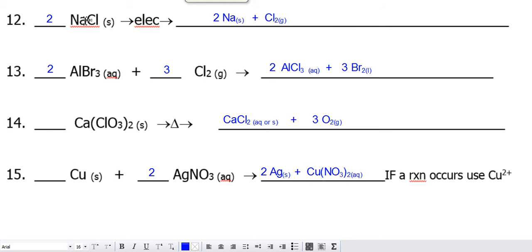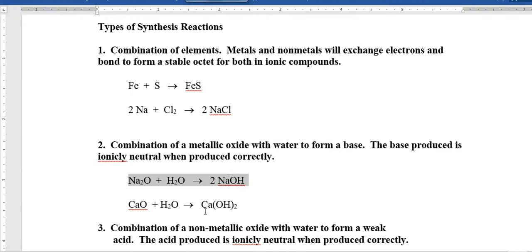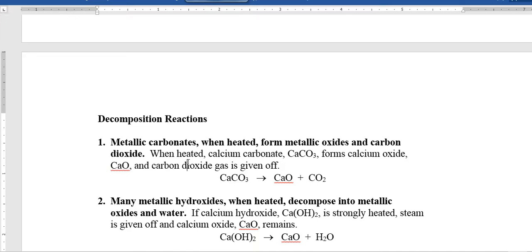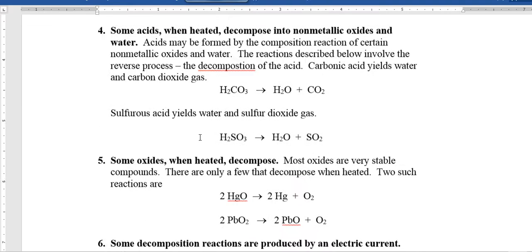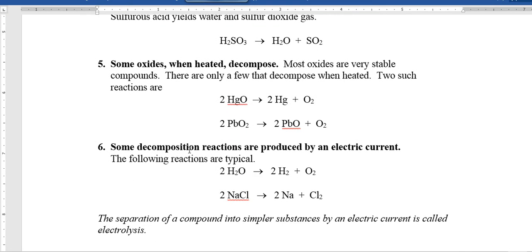12, we have sodium chloride being hit with electricity. That's going to break it apart. That looks like a decomposition reaction. Let's see, decompositions. That's heated. That one's heated. Some decomposition reactions are produced through electric current. So electric current hits the molecule and breaks it apart. Electricity hits the compound and breaks it apart.